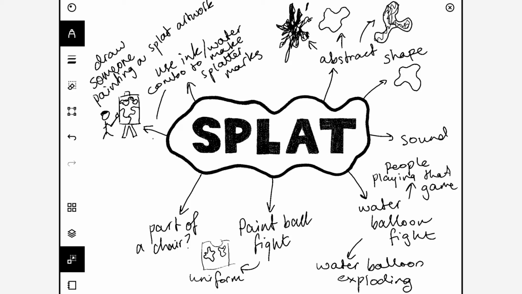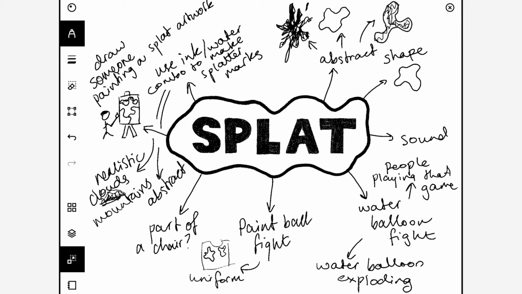And when you're using ink or water mixed with ink to make splatter marks, you could make something like a landscape. Not realistic, but something like in real life, where you use that splatter and try and make something that vaguely resembles clouds or mountains. Or the other option is you could just do a collection of abstract splatter marks and make the artwork aesthetically pleasing in an abstract way.